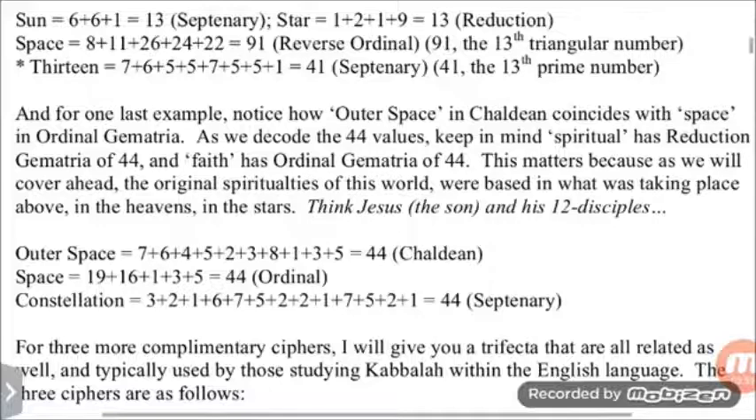Star. 13 equals 41 septenary. 41, the 13th prime number. And for one last example, notice how outer space in Chaldean coincides with space in ordinal gematria.